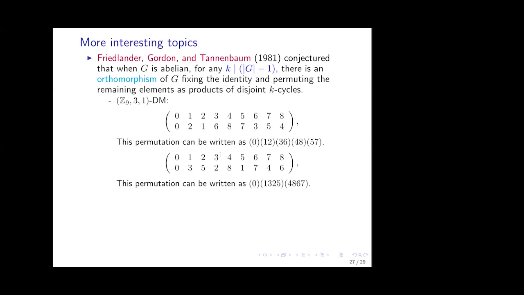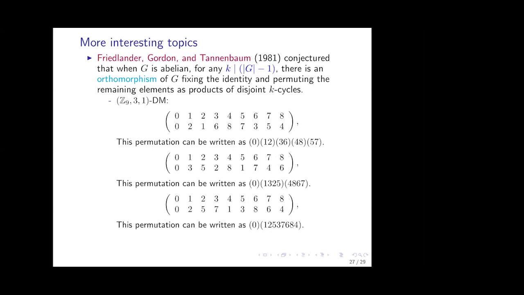Of course, we can ask more. We can find another example. In this example, we can check it is a difference matrix as desired, and the permutation can be written as 0 to 0, 1 to 3, 3 to 2, 2 to 5, 5 to 1, and 4 to 8, 8 to 6, 6 to 7, 7 to 4. And here is another example. This permutation can be written as 0 to 0, 1 to 2, 2 to 5, 5 to 3, and so on. Anyway, it's a cycle of length 8.